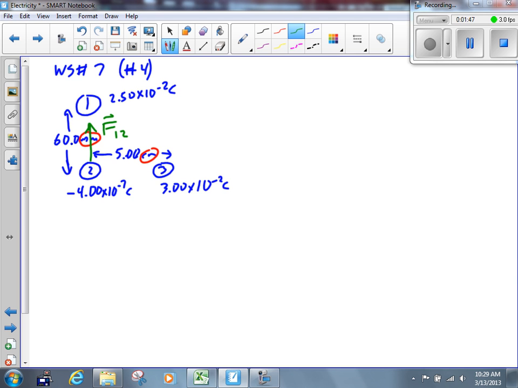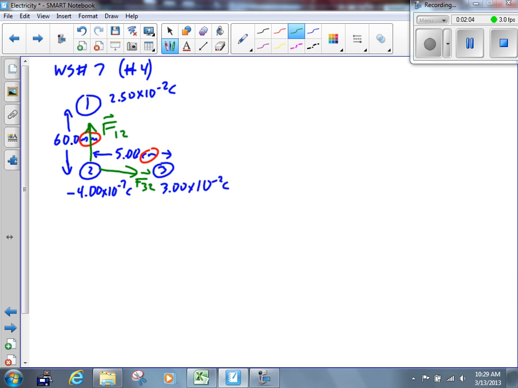3 on 2. We got a positive and we got a negative here again. That's going to be an attractive force. If it's an attractive force, which way is 2 going to be pulled? Toward number 3, right? Which is to the right. It's attracted toward number 3. We're going to say that's the force of 3 on 2.